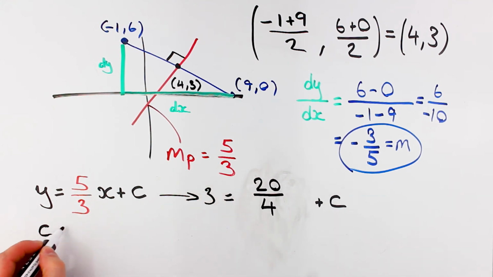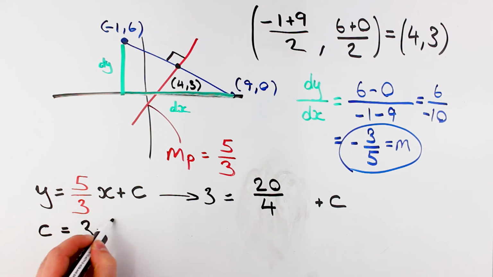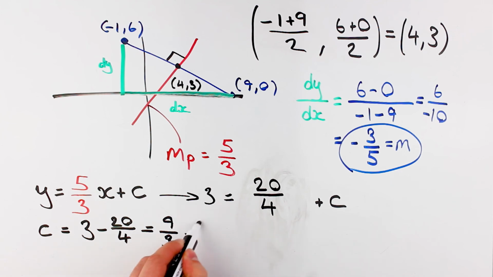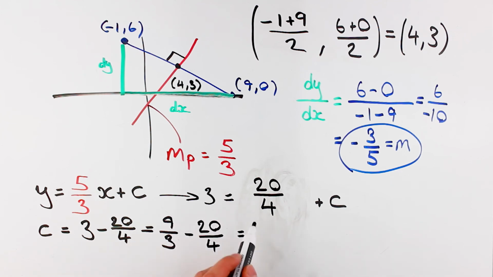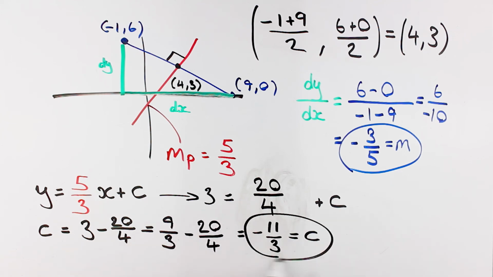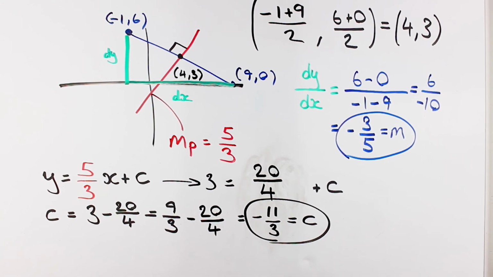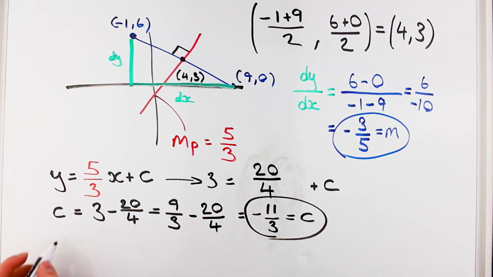Now we can rearrange to find c. c is going to be equal to 3 take away 20 over 3. We can then turn the 3 into 9 over 3, then take away 20 over 3, which gives us -11 over 3, which is our value for c. So now we can write our equation in the form y equals mx plus c. Y is equal to 5/3 x minus 11 over 3.